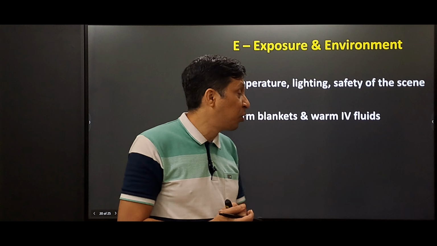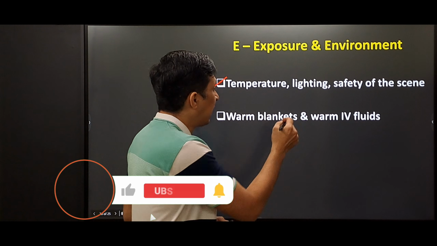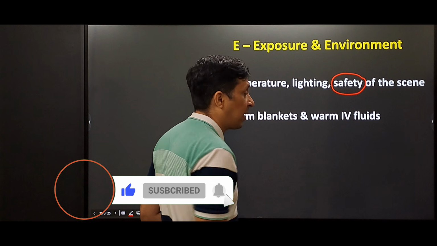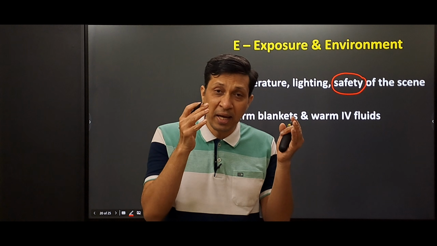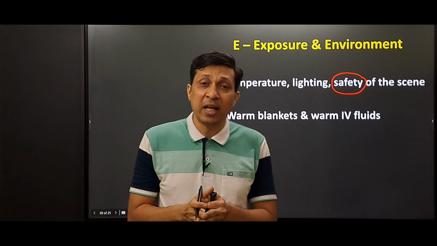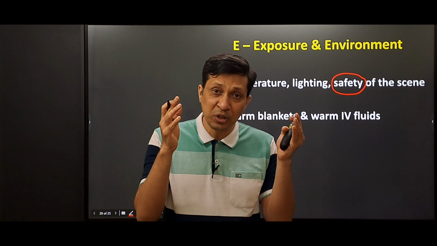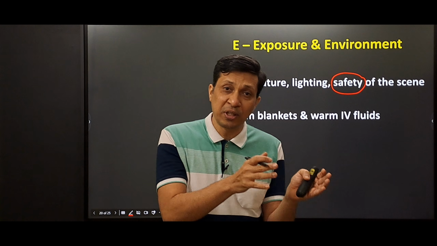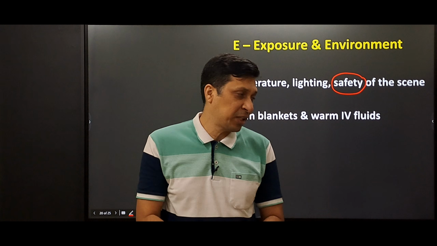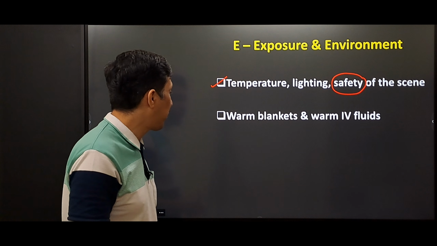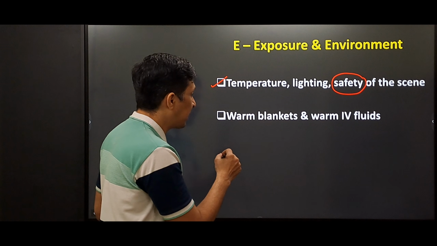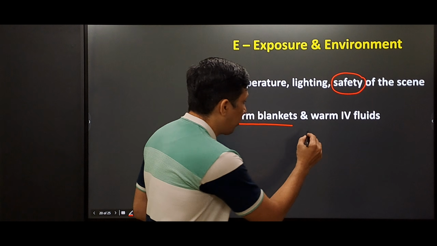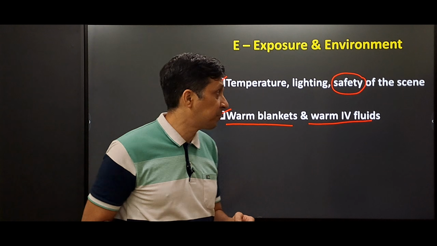And an important thing you will also see here is the temperature, lighting, if it is proper or not, and important is the safety of the scene. Sometimes you may have to manage the patient on the road. There may be heavy traffic there. So first you have to ensure your safety and patient safety. You have to take the patient to a safe place and then manage the patient there. So this is also a very important thing that you have to see. If the patient is hypothermic, then you have to use warm blankets and also warm IV fluids.